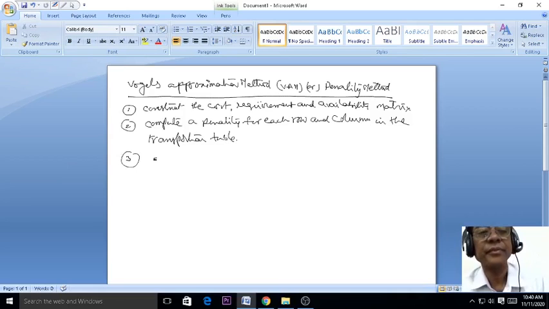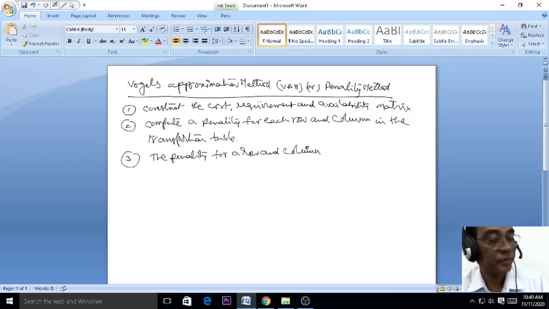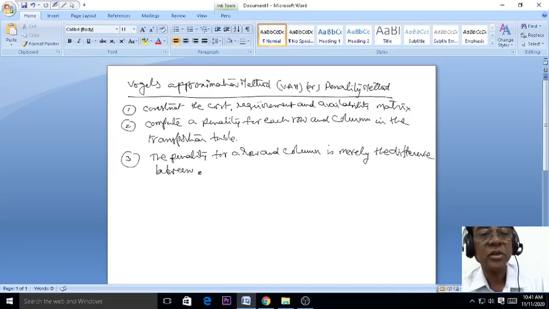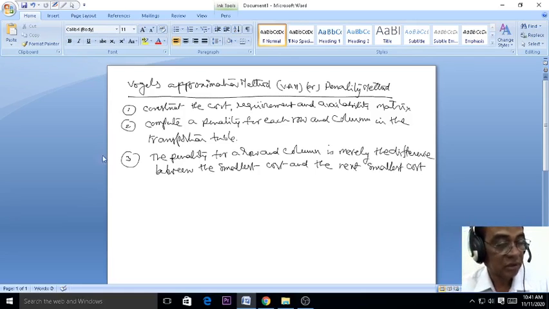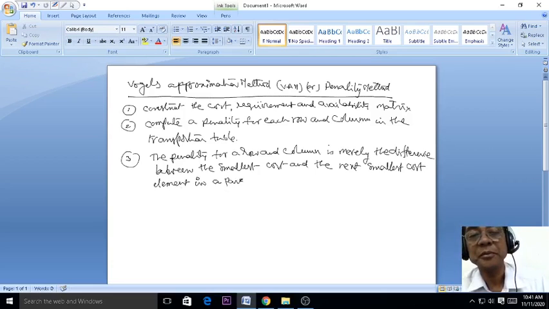Third step. The penalty for a row and a column is merely the difference between the smallest cost and the next smallest cost element in a particular row or column.